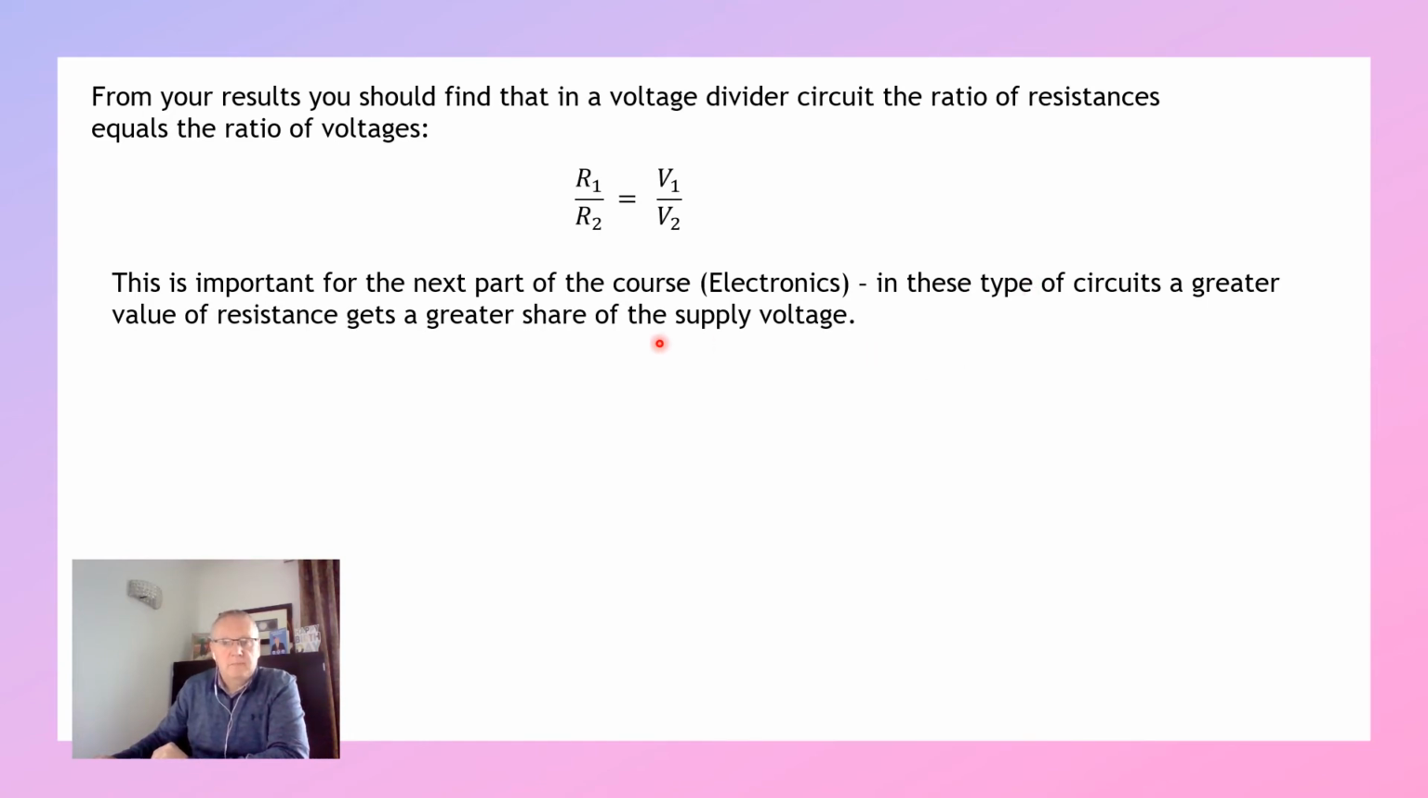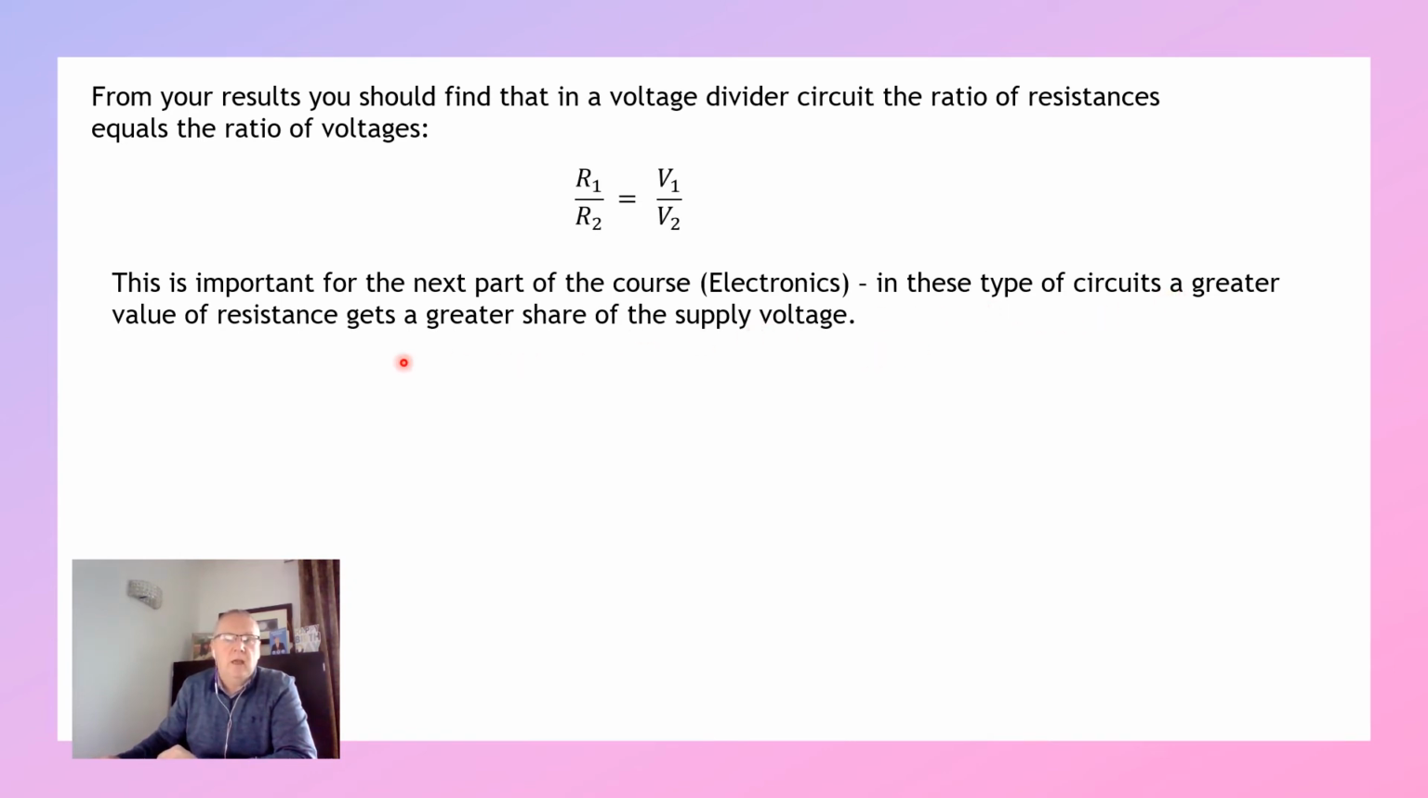Now, this is an important part for the next major topic we're going to go on to, which is electronics, where we've got voltage divider circuits that are using sensors like LDRs and thermistors, etc., because the resistance of these sensors changes and therefore it changes the voltage. So this whole thing here about how the resistors make the voltage split up is an important bit to remember.